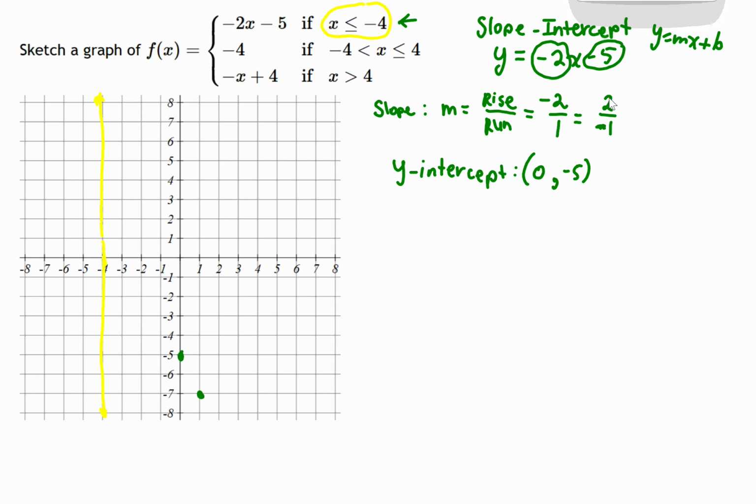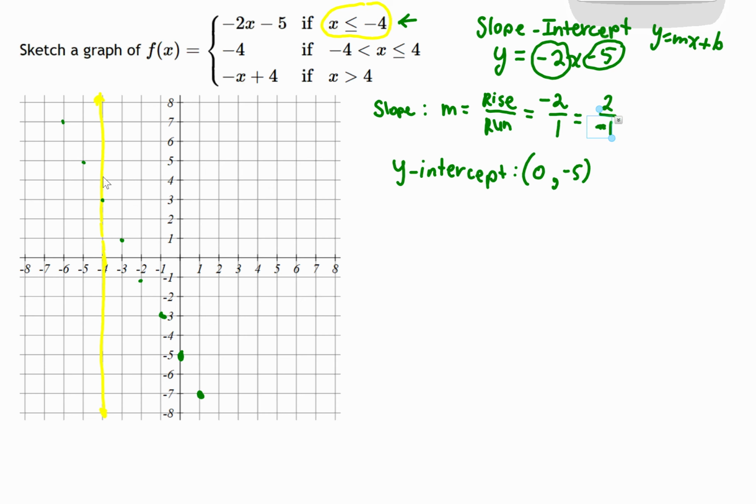Maybe I want to instead go up 2 and backwards to the left a run of 1. So I'm going to try that from my y-intercept. I'm going to go up 2 and backwards 1. And I can continue doing that just to give myself more points. This can help with graphing the line nice and straight. If you don't have a straight edge, it just helps make sure that you're graphing it accurately.